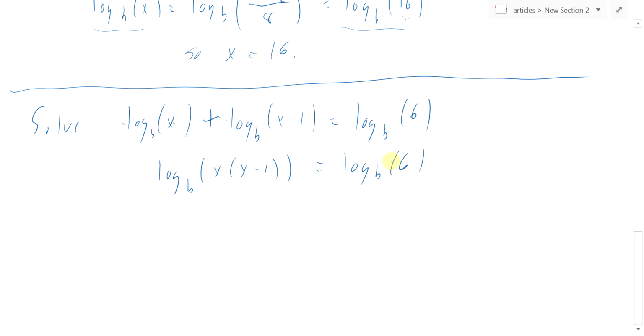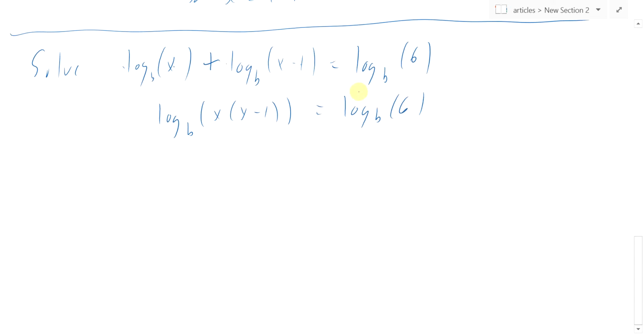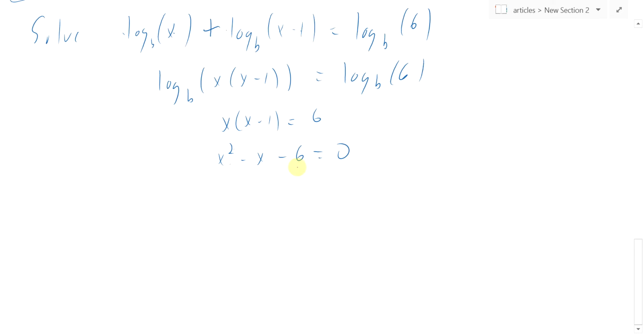So if things inside the logarithms must be equal to each other, if their logarithms are equal to each other, x times x minus 1 equals 6, x squared minus x. Bring the 6 over to the other side, minus 6 equals 0. Why do I want to bring the 6 over to the other side? Well, it's a quadratic, and whenever we're solving a quadratic equation, we usually want it equal to 0. This one actually factors, right? Minus 6 is minus 3 times 2, plus 2. So what's x? x is 3, or x is minus 2. Those are your two possible solutions.